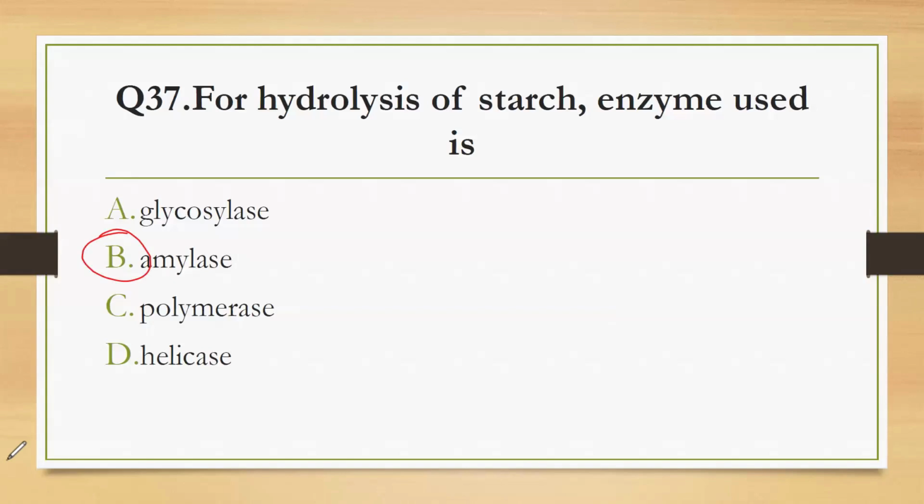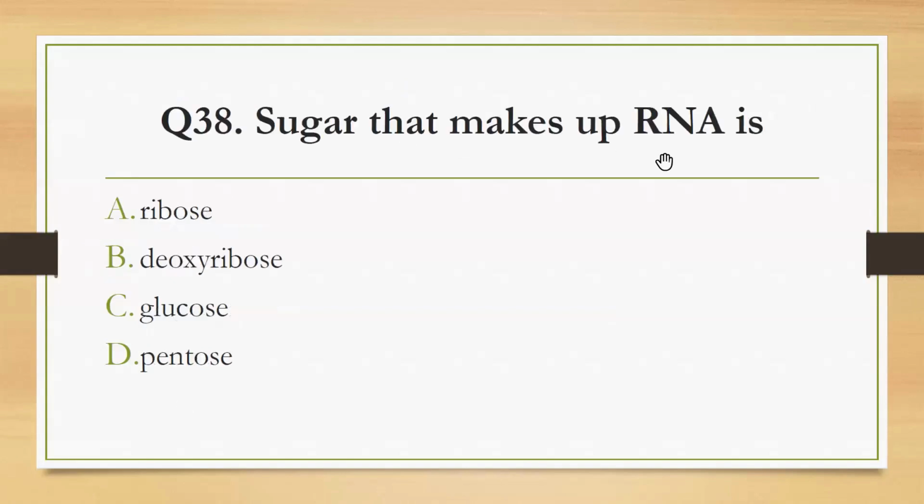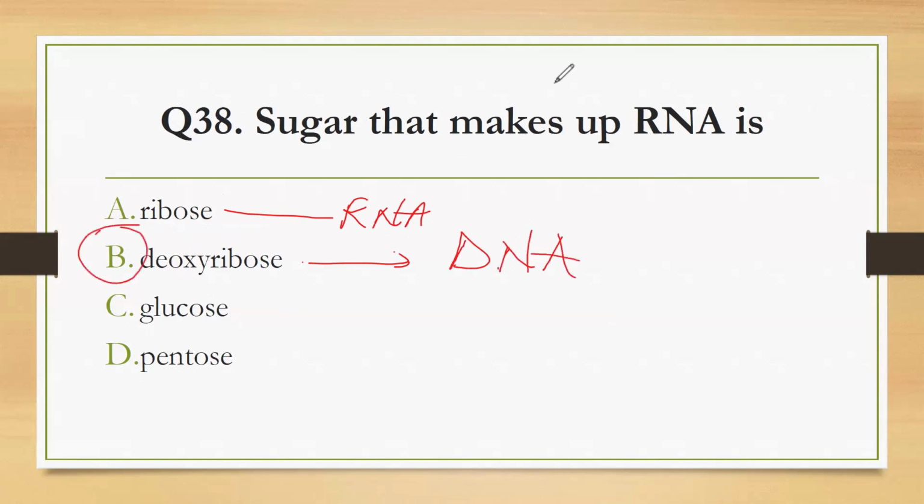Then we have the sugar that makes up RNA, which is ribose. So ribose sugar makes RNA, and the deoxyribose sugar makes DNA. So the answer is B.